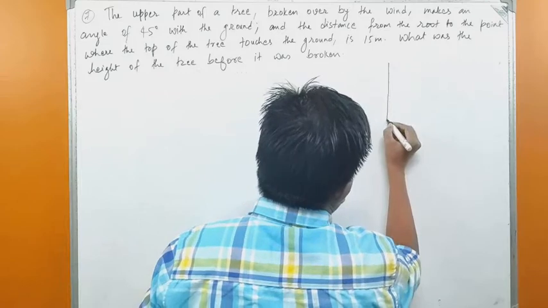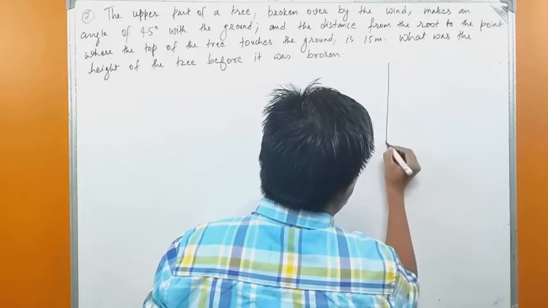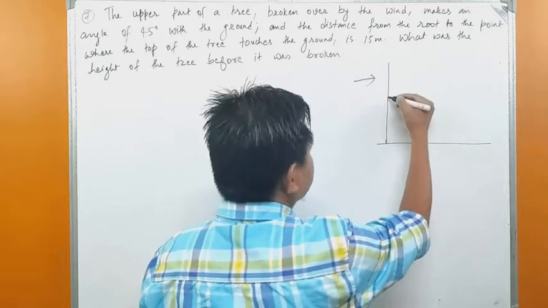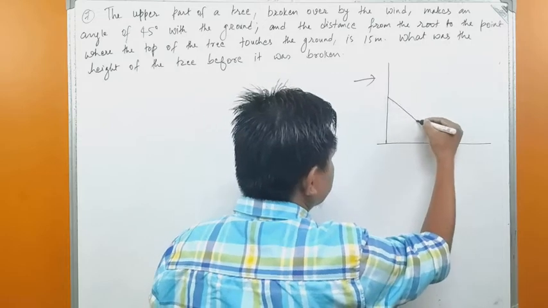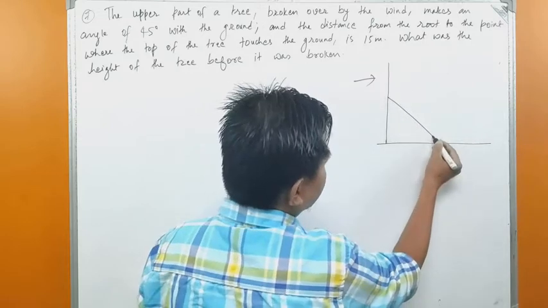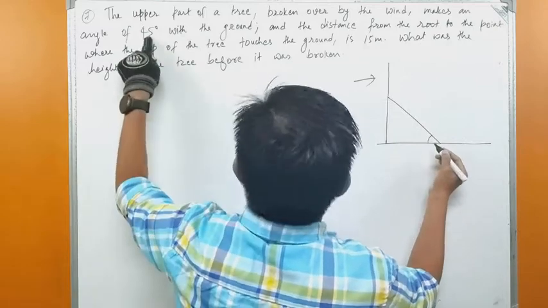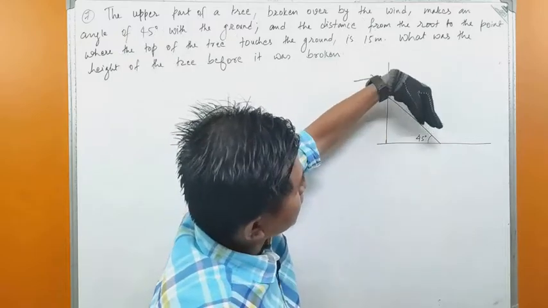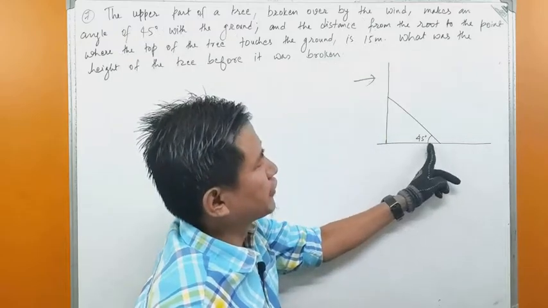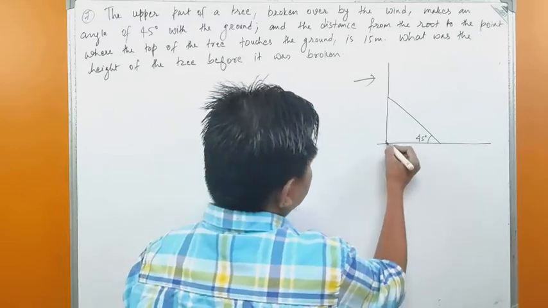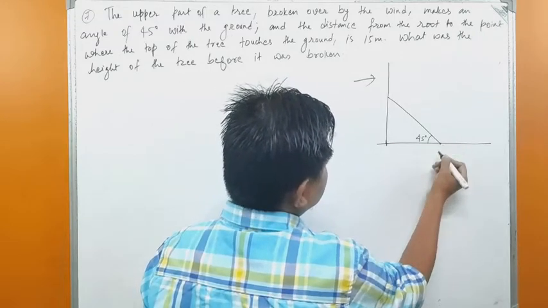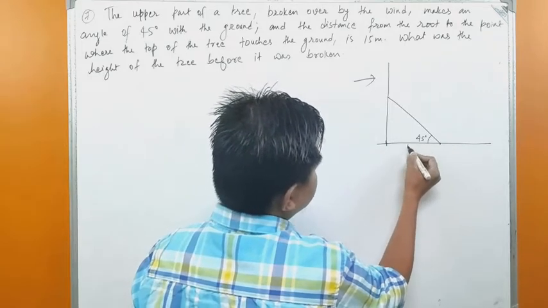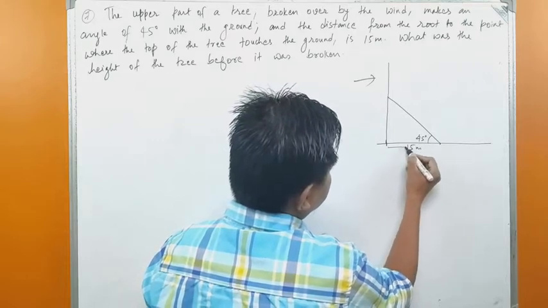Suppose this is the tree, and this is the total height of the tree before it was broken by the wind. A strong wind blew and the tree is broken in such a way that its top touches the ground, making an angle of 45 degrees with the ground. Now the further information the question has given to us is that the distance where the top of the tree touches the ground from its foot is 15 meters. Are you getting me?